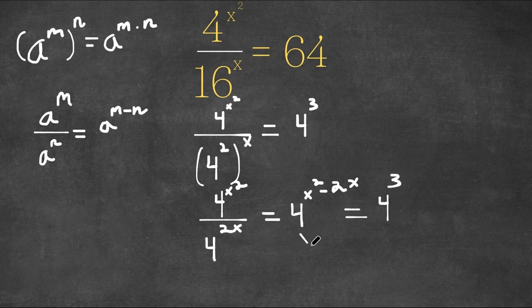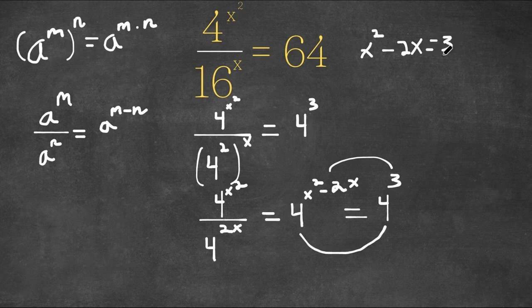Now, because these two terms have the same bases, that also means that our exponents are the same as well, meaning x squared minus 2x is equal to 3. So now if I subtract 3 on both sides, I get x squared minus 2x minus 3 is equal to 0.